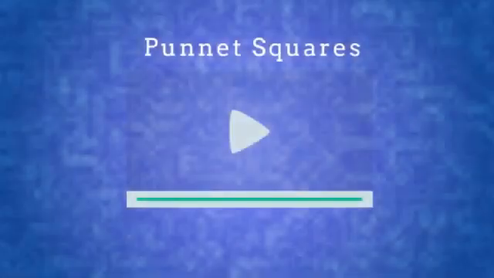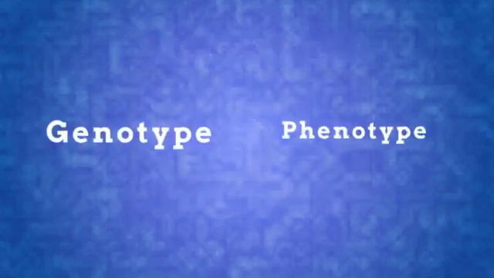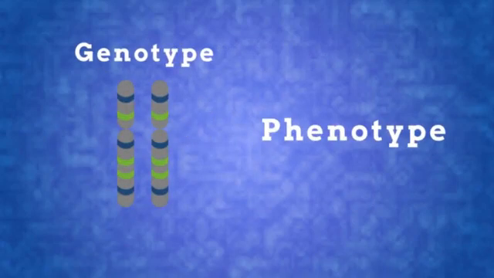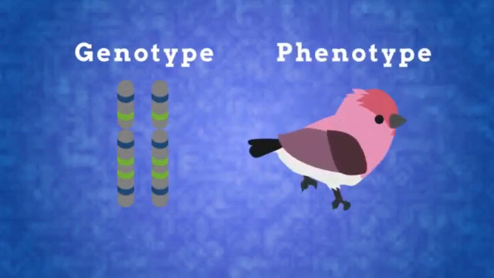We looked at monohybrid crosses and Punnett squares in the last video. In this video, we are now going to look at codominance. I'm going to assume you understand the difference between genotype and phenotype. The genotype is a set of genes. The phenotype is the physical characteristics that are coded for by the genotype.